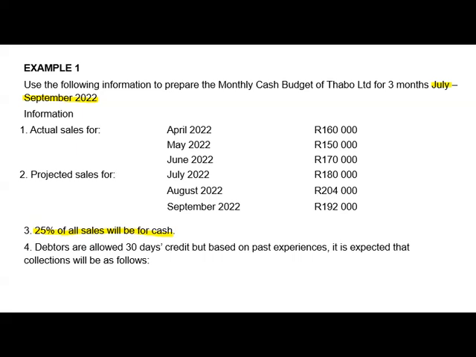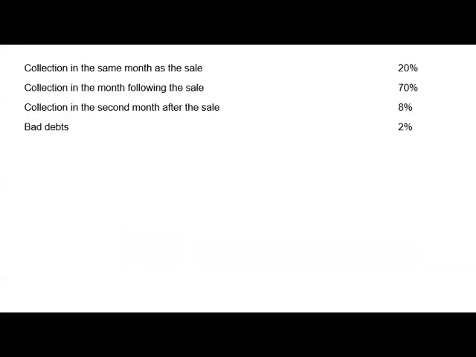Now, since debtors are allowed 30 days, based on past experiences, they expected that they will pay as follows. We expect 20% of our debtors to pay within the month of sale. Collection in the month following the sale will be 70%, and collection in the month after that will be 8%, and we'll have to write off 2% as bad debt.